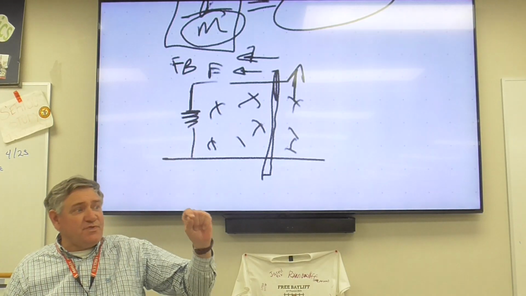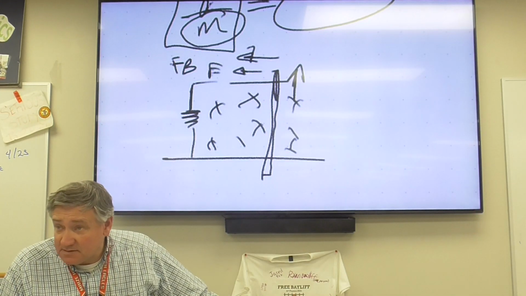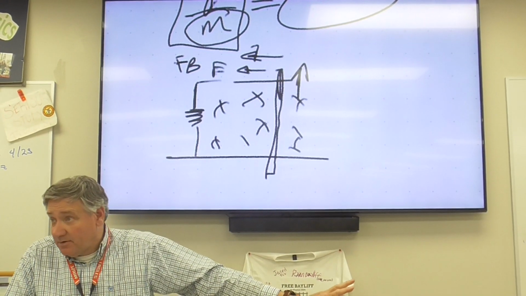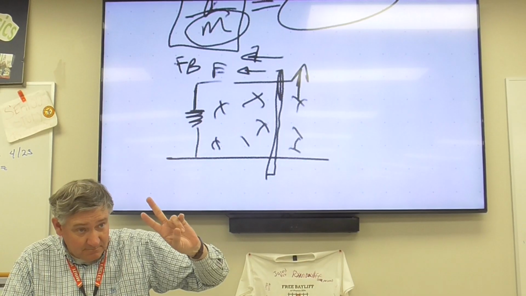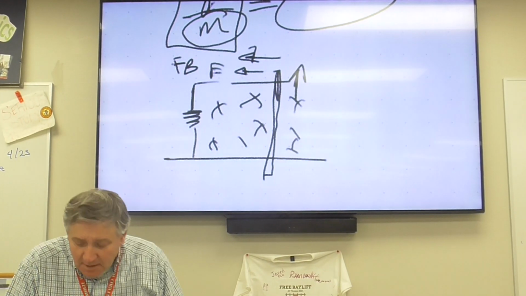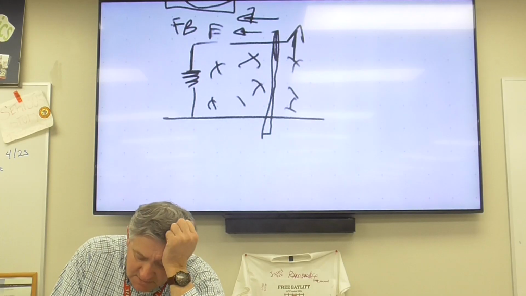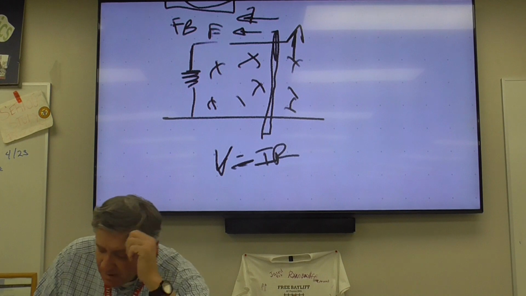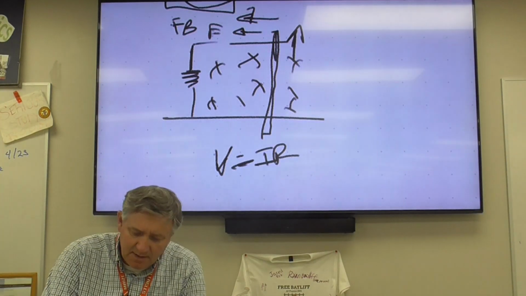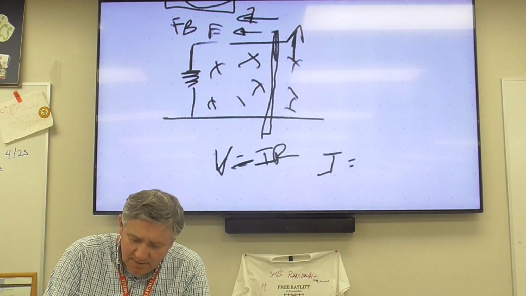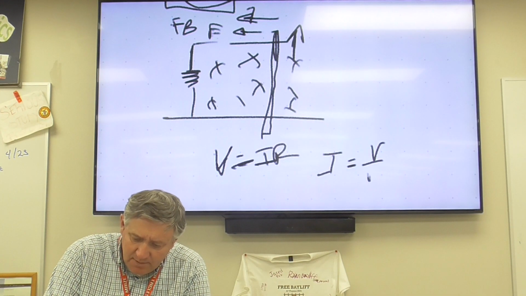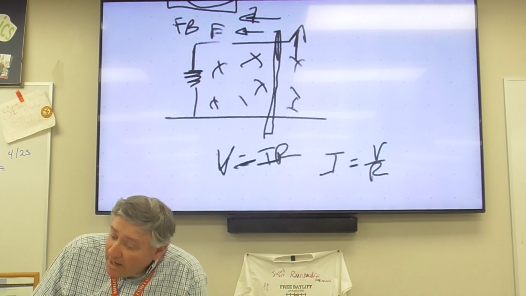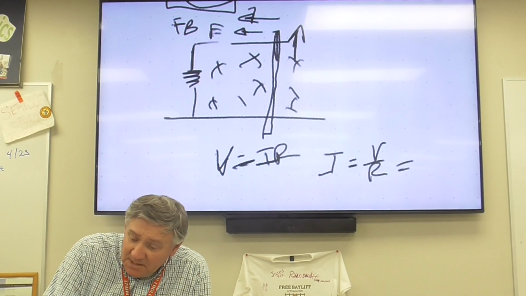So you have two things that you're working against: the force of friction and the magnetic force. Now, you want to figure out the current. Well, if you solve for I, that's V over R. But you're not given voltage. But what do you have? You have Blv.